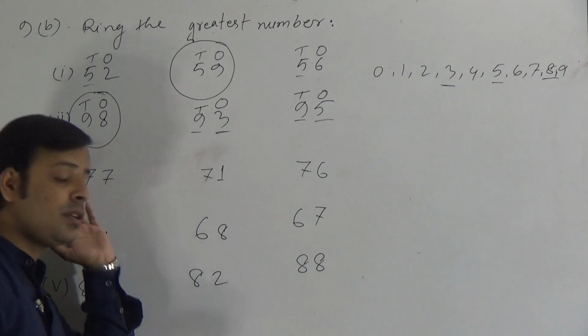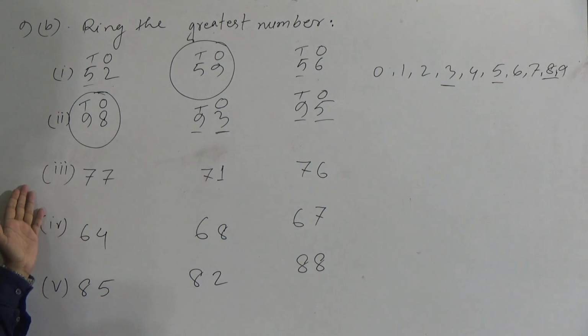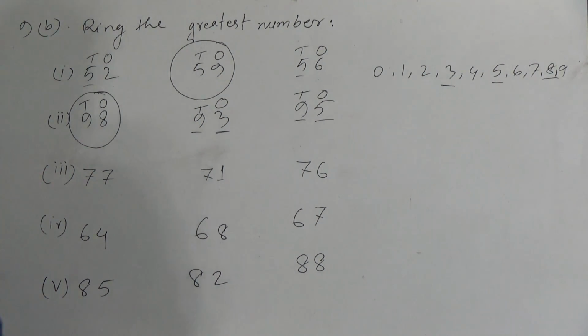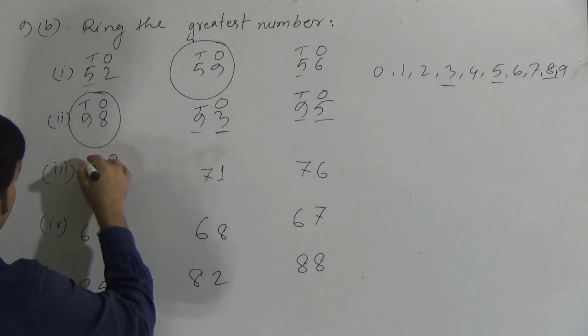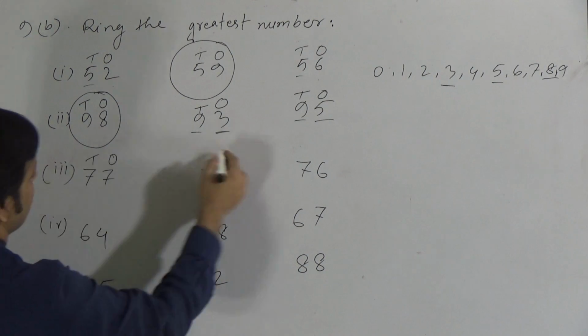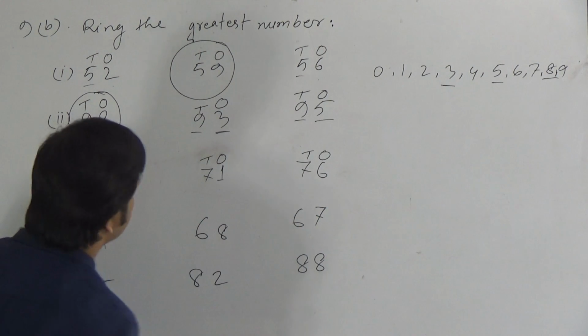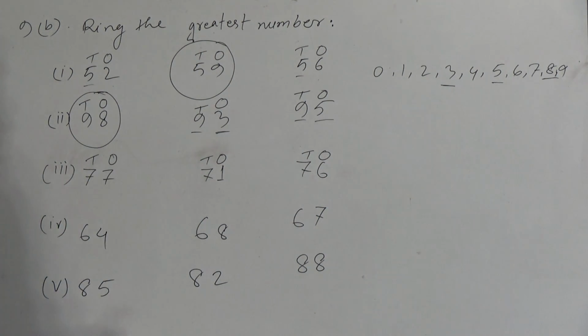Okay, dear students, now see the next question. Question 3. 3 numbers are given here. Now to determine the greatest one, at first indicate the position of the digits. Ones, tens, ones, tens, ones, tens. So we can notice the tens position at first.